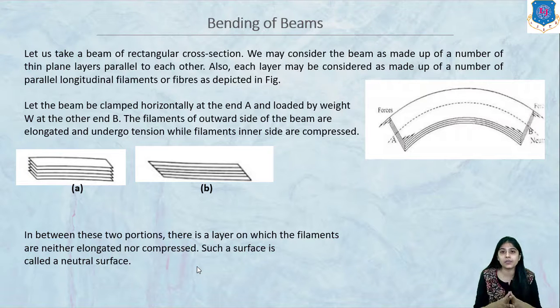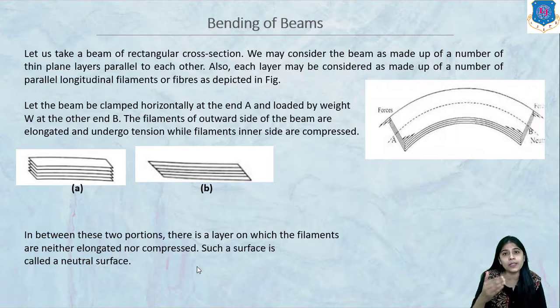Remember, this is very important: when the load is applied, the beam is bent in such a way that the outer filaments are elongated and undergo tension, and the inner filaments are compressed. So we can say that the length of the filaments on the outer side is increased while the length of the filaments on the inner side is decreased.